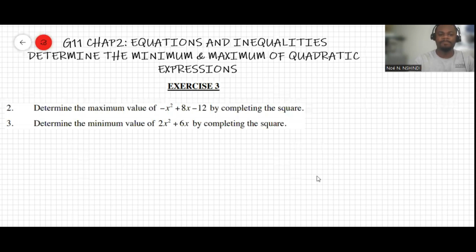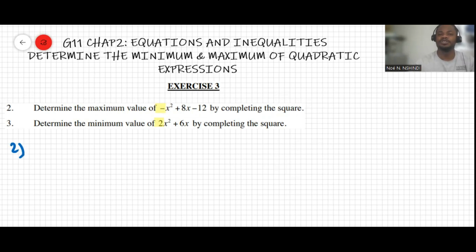Well, we have question 2 and question 3. We do them. The question says determine the maximum value of this expression by completing the square. Why? The question says determine the maximum value, yes, because this expression has a maximum value. Why? You look at the leading coefficient here, it's negative. And question 3, they say determine the minimum value. Obviously, because this has a minimum value, because the leading coefficient 2 is greater than 0. Now let's start with question 2.